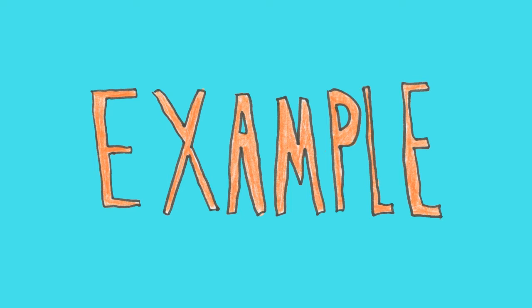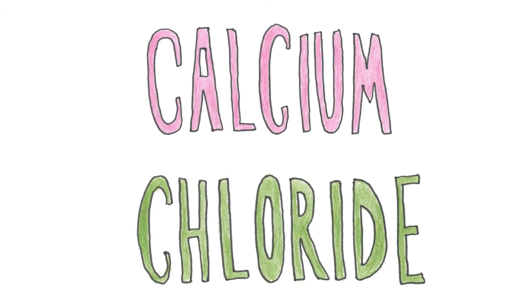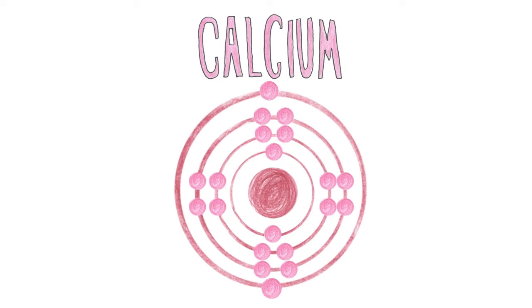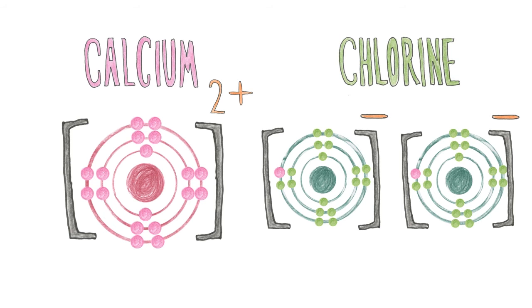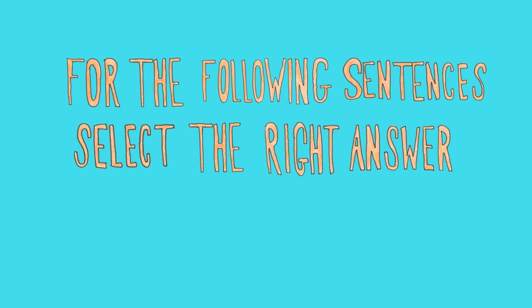Another example you will need to know for your exam is calcium chloride. In this case, calcium loses 2 electrons, giving 1 each to 2 chlorine atoms, forming a calcium 2+ ion and 2 negative chlorine ions. Now, let's have a quick recap. For the following sentences, select the right answer to fill the gap.